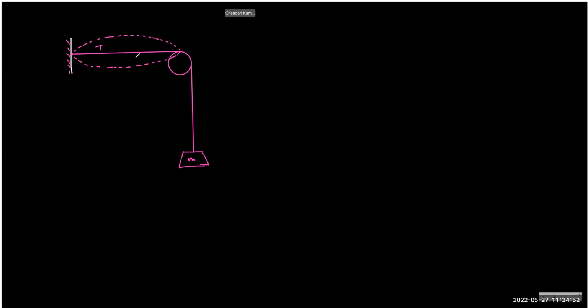So this length is constant. Now as temperature increases, let's say the overall length is L. This length is L, the net length. L is the total length.